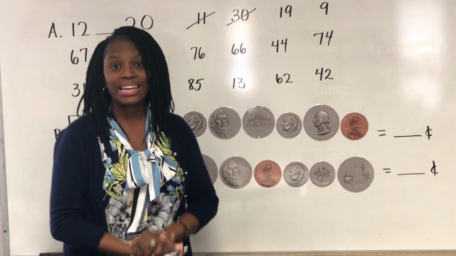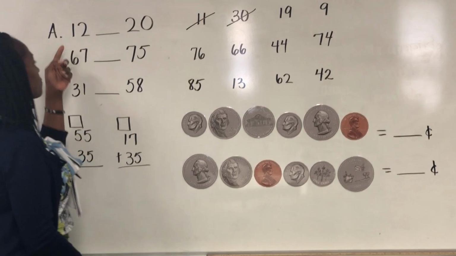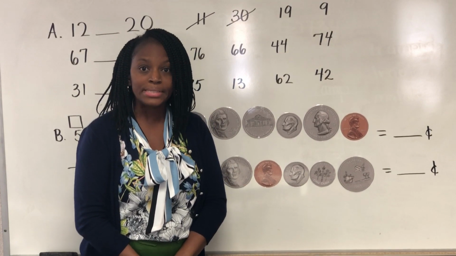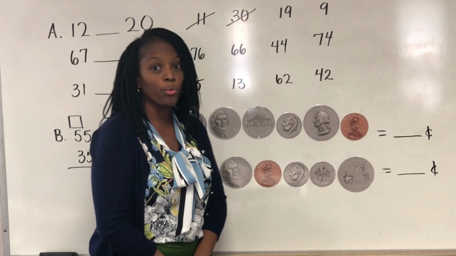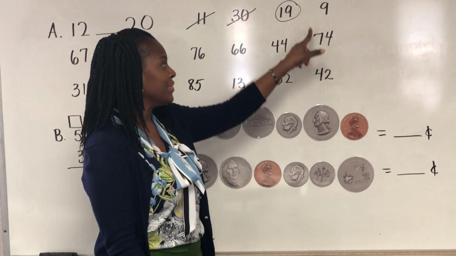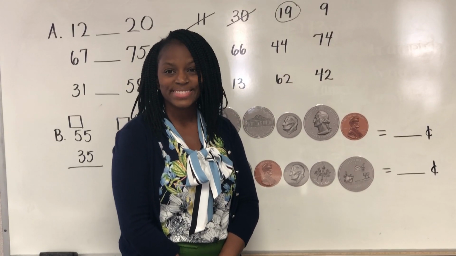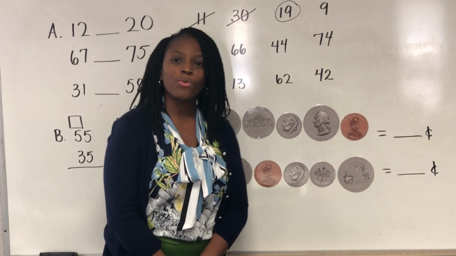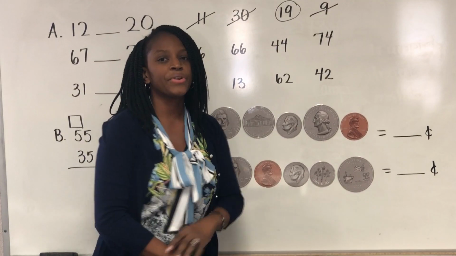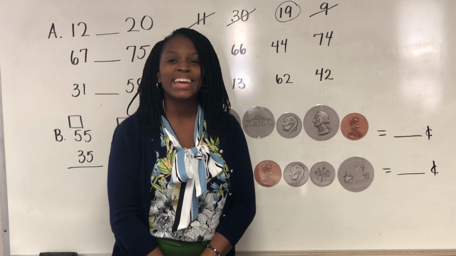Now what about the number 19? Does 19 come between 12 and 20? Yes, 19 comes between 12 and 20 because it's the before number for 20. So I'm going to keep this one. And I need to check my last number, number 9. Does 9 come between 12 and 20? No, 9 comes way before 12. So the only answer that works is number 19. So 19 is a between number, it comes between 12 and 20.